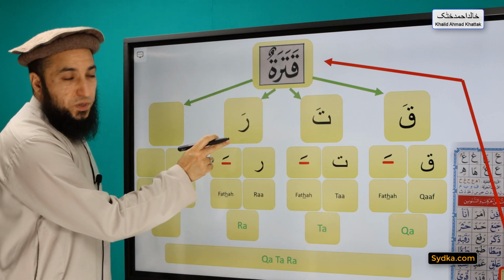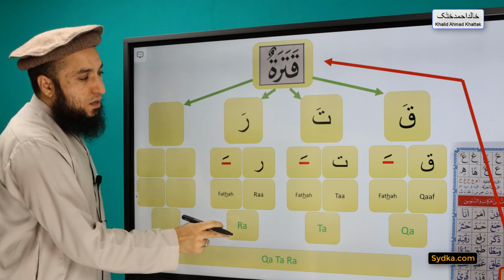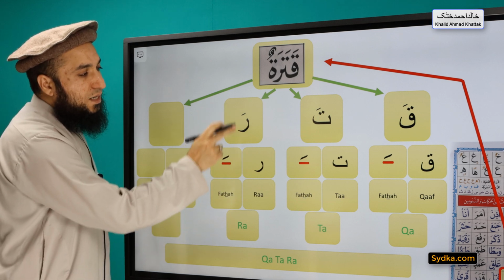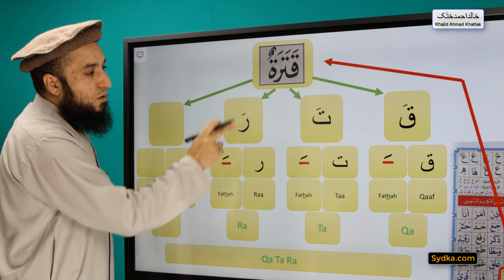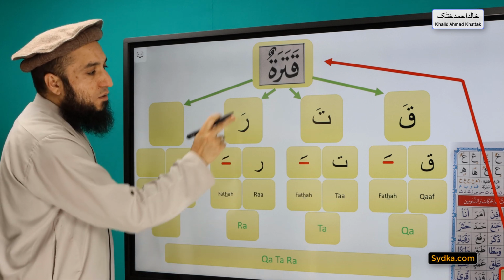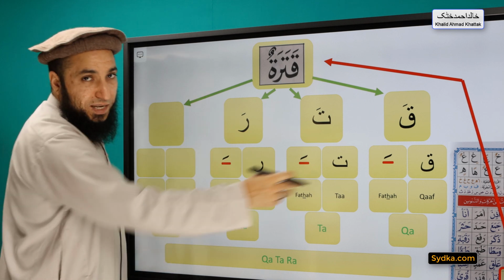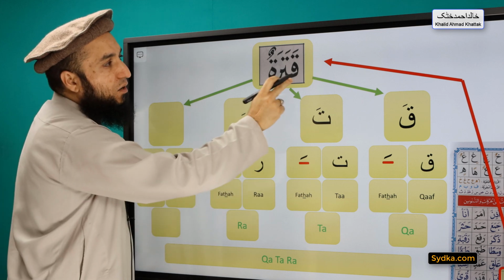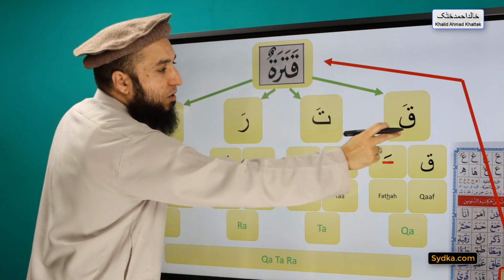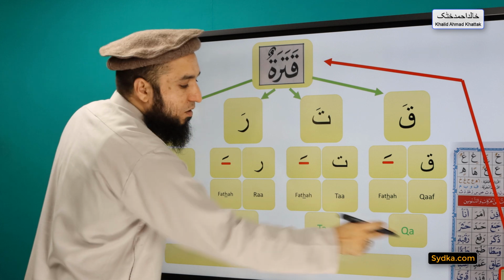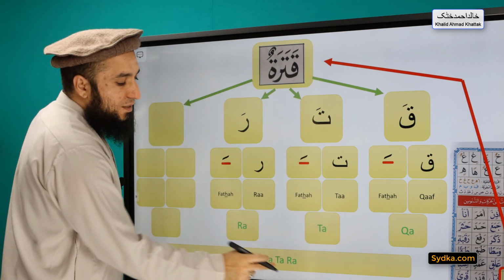The third syllable we have is ra fatha ra. And ra is not silent and we have fatha on it. Ra fatha ra. So now we connect these 3 syllables and we have qatara, qatara.